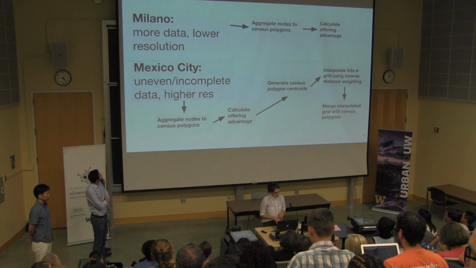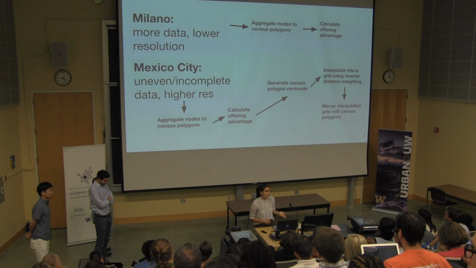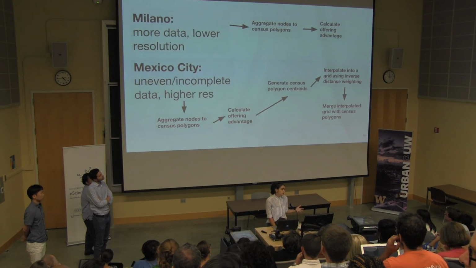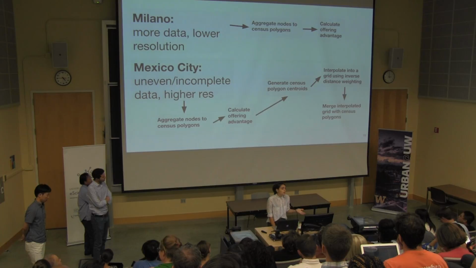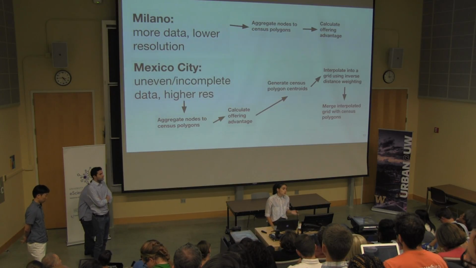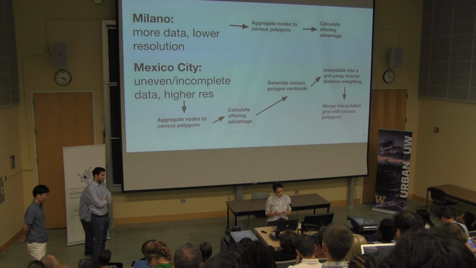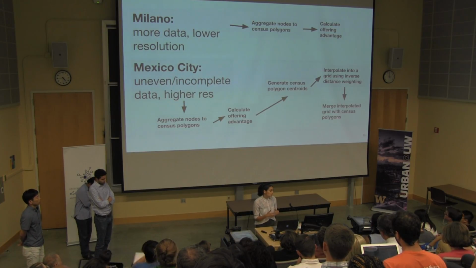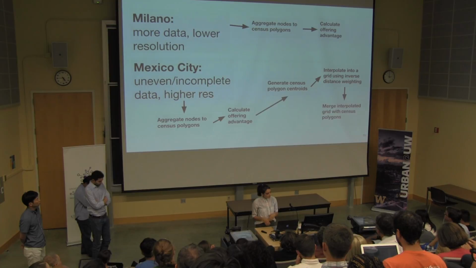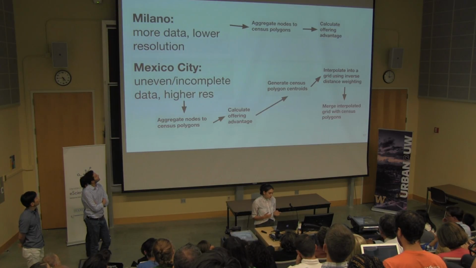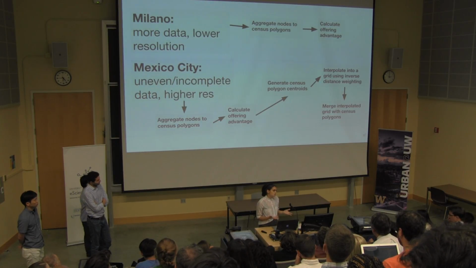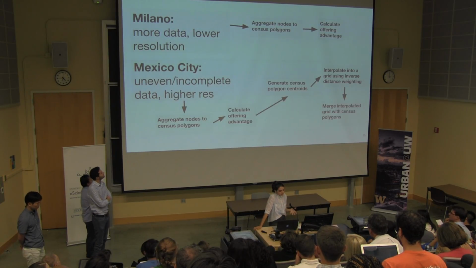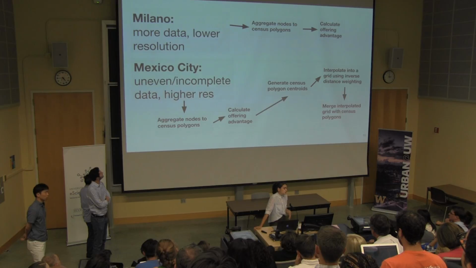So basically, when we were doing this, like I said, Mexico City has 6,000 points, although it's a much larger city, whereas Milano has 20,000 points of interest, and it's a smaller city. So when we were working with these two uneven data sets, we figured out a methodology to deal with this uneven OpenStreetMap data. For Milano, we had more data, but at a lower resolution, and we just aggregated the points of interest and calculated this offering advantage. Whereas for Mexico City, we had uneven data at a higher resolution, but it was incomplete.